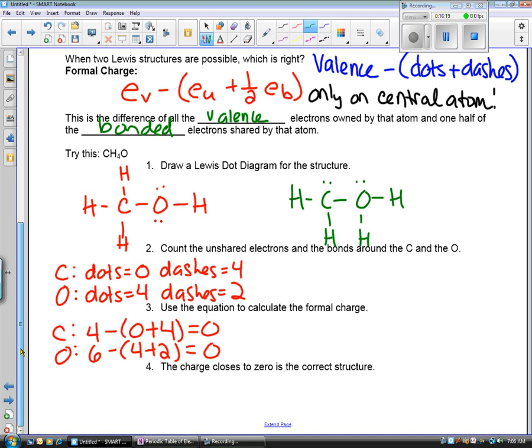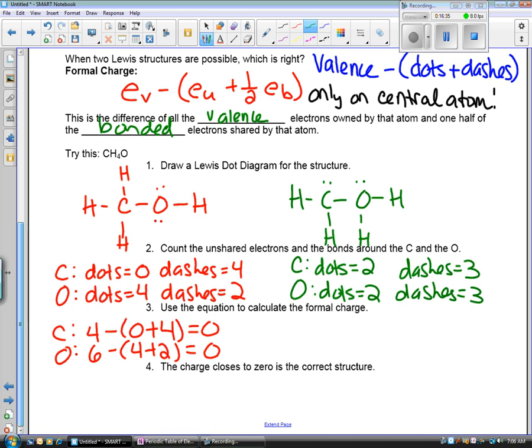Let's see this one over here, though. Carbon, let's see, dots is 2, dashes is 3. For oxygen, dots is 2, dashes is 3. So I'm going to take my valence number 4 for carbon, minus my dots plus my dashes. So 4 minus 5 is a negative 1. Oxygen, I take my 6, my valence number off the periodic table, minus my dots plus my dashes equals positive 1.